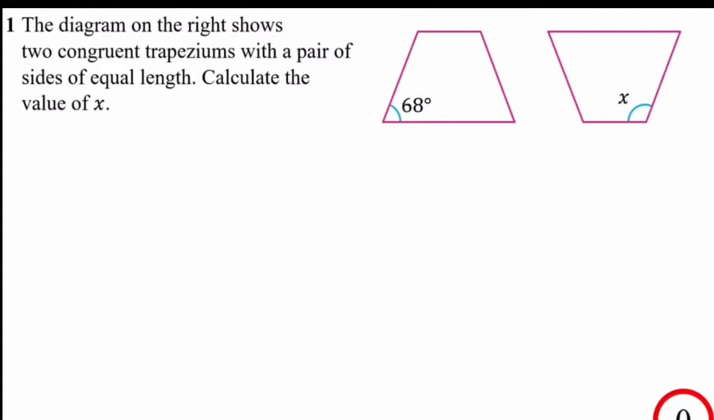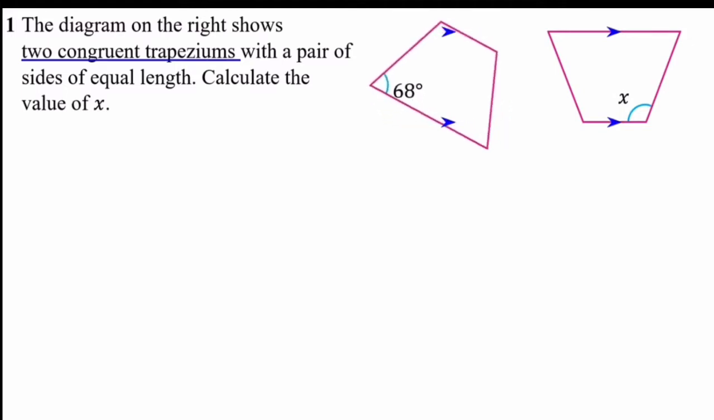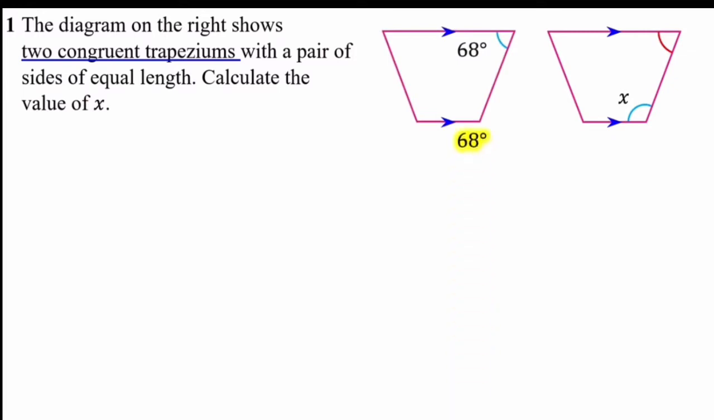The diagram on the right shows two congruent trapeziums with a pair of sides of equal length. Calculate the value of x. The keywords are two congruent trapeziums. If congruent, it means that they are the same size and same shape. If the size is the same, it means that all the corresponding lengths and angles must be the same, right?